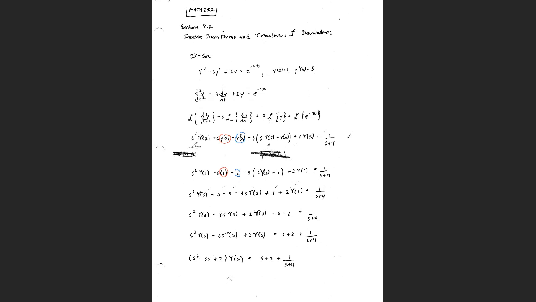Now what I do is distribute the 3 here: 3 times s times Y of s and 3 times 1. Then I'm going to simplify the left-hand side. The negative 5 and the 3 combine to give you negative 2. And what I want to do is group together all the terms that have that Laplace transform connected to them, the big Y of s function. I factor out that big Y of s function, that Laplace transform.